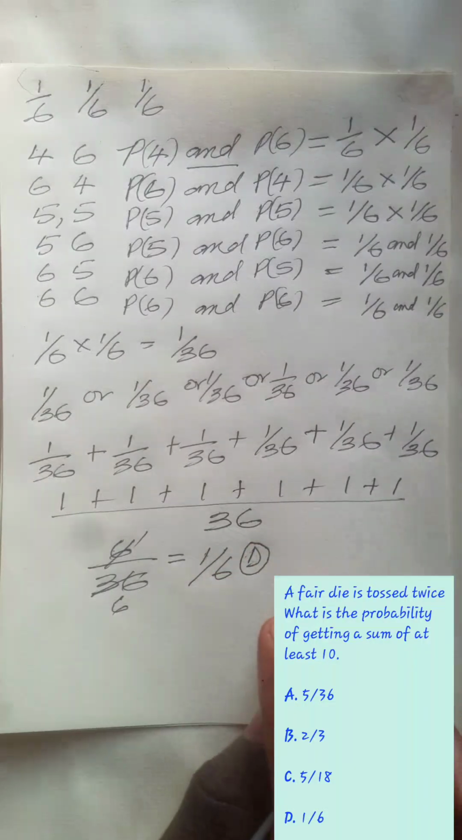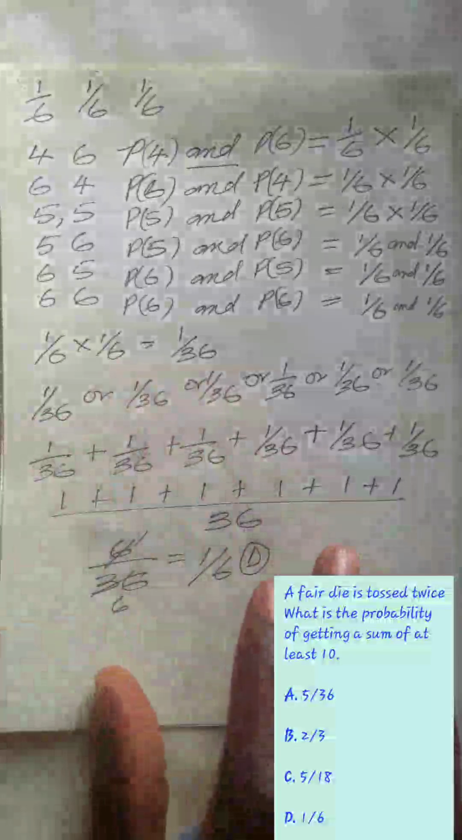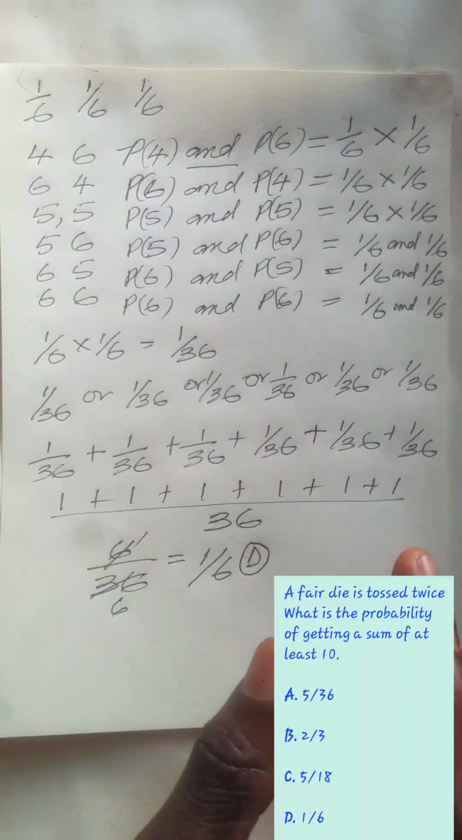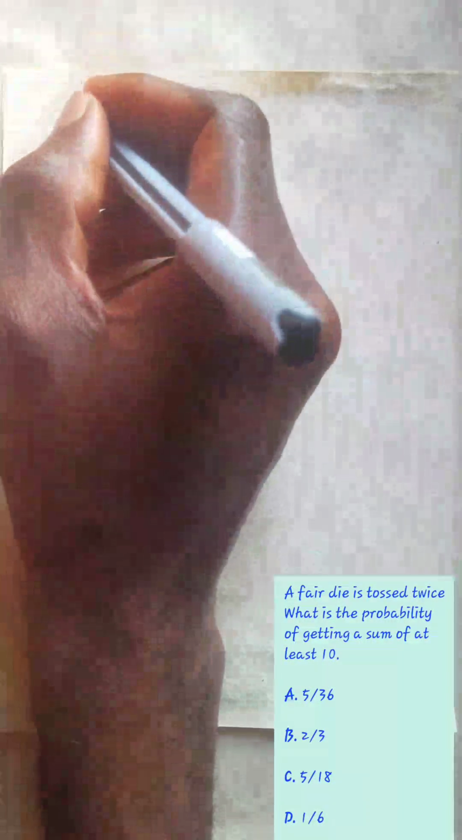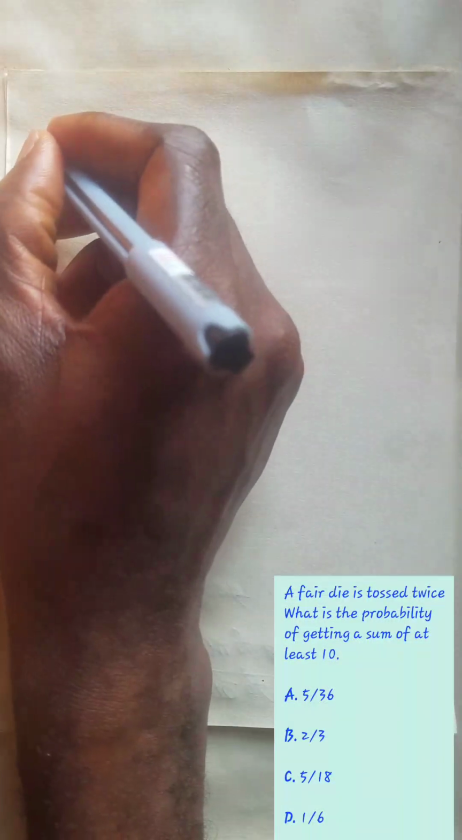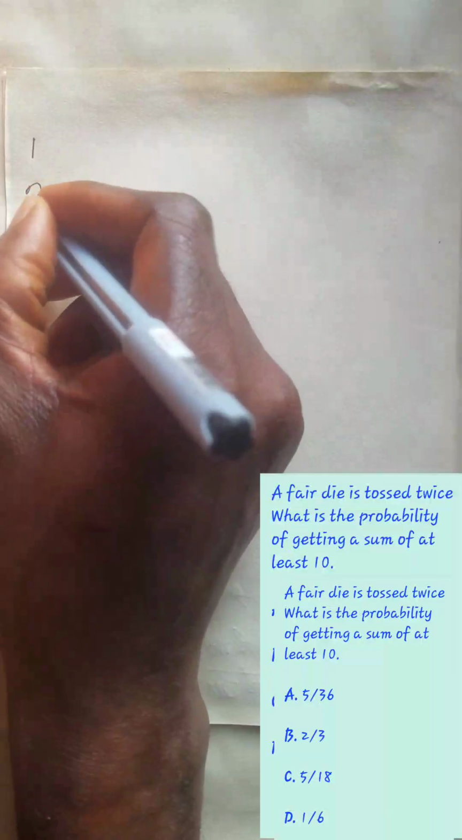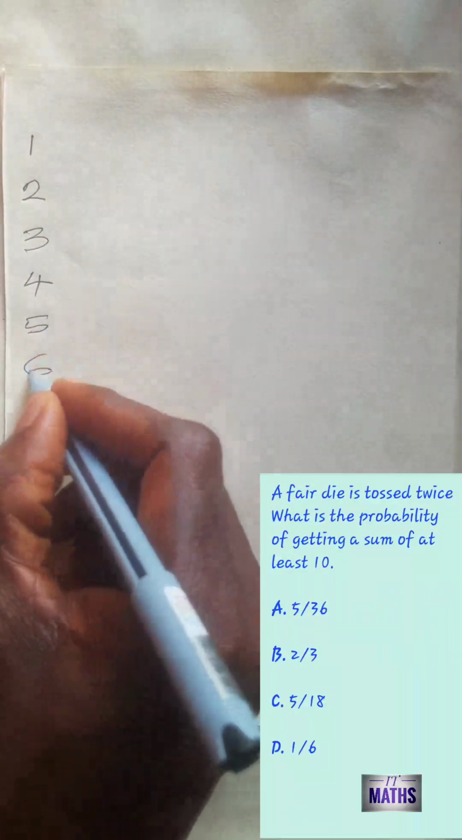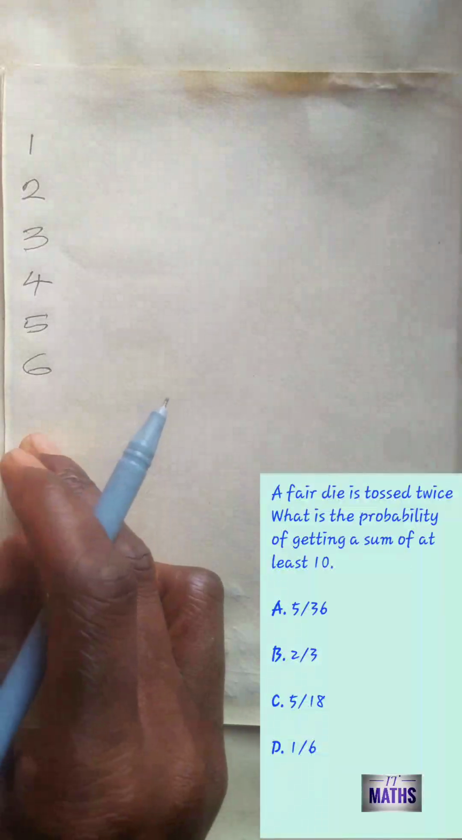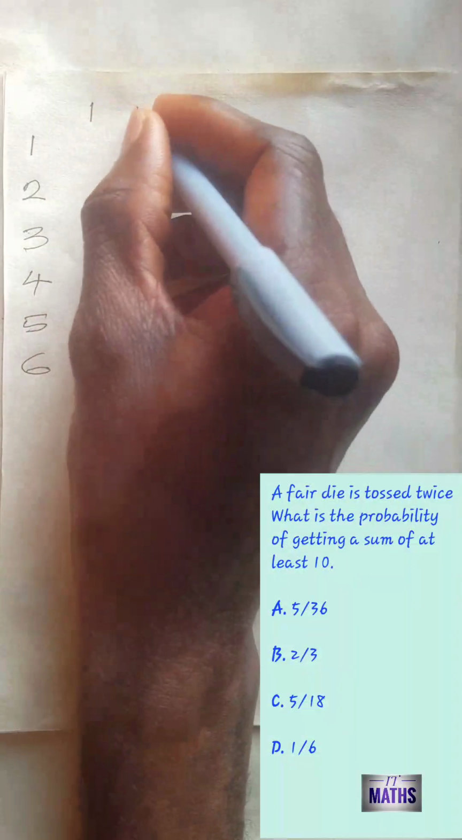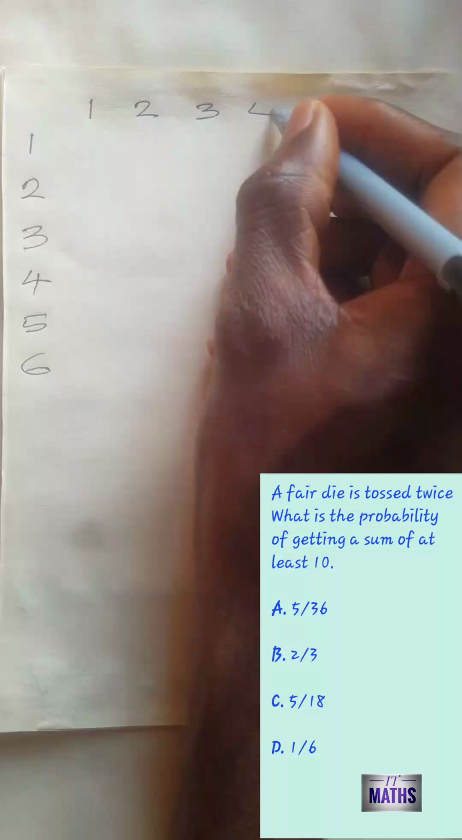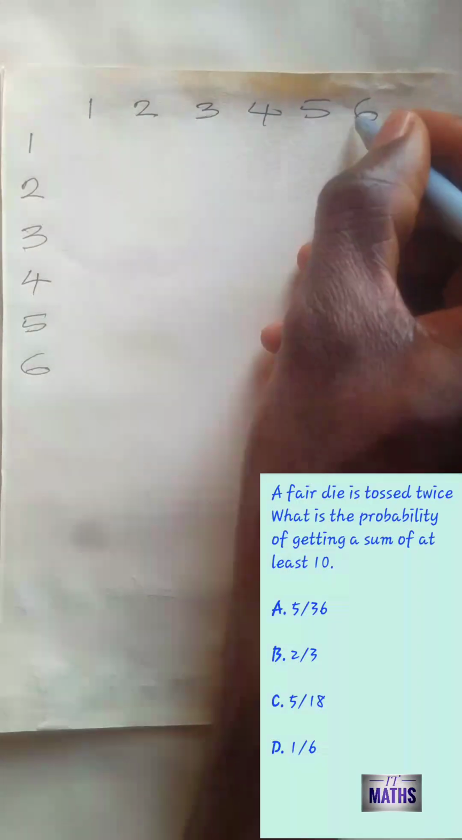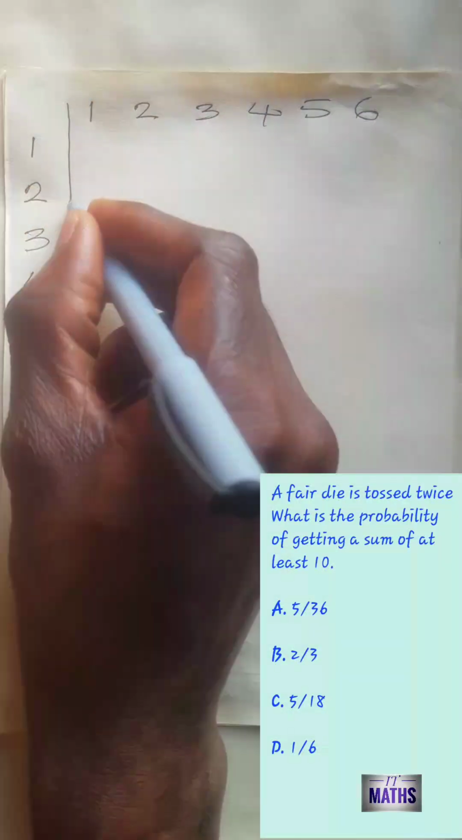But again, if we don't want to go through this stress, there's a simpler way of solving it. Let's look at it. So I'm going to draw this table. 1, 2, 3, 4, 5, 6. These are the faces of the die. 1, 2, 3, 4, 5, and 6. So I'm going to have something like this.